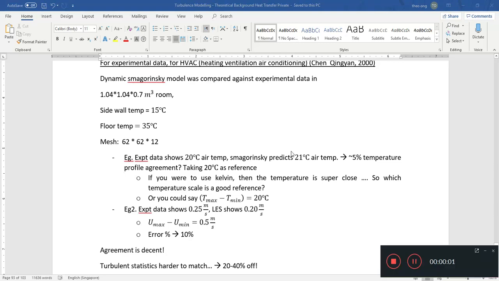And hello, welcome. Today we're going to talk about turbulence modeling, and in the last video we just did some evaluation of comparing aiding mixed convection for some dynamic Smagorinsky models. These are purely LES models, and today, since we already compared with DNS data, we also want to compare it with experimental data.